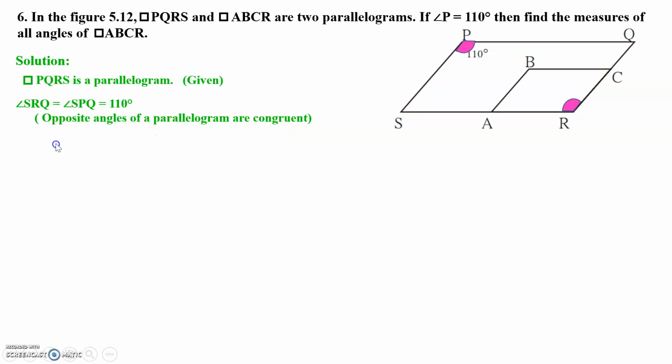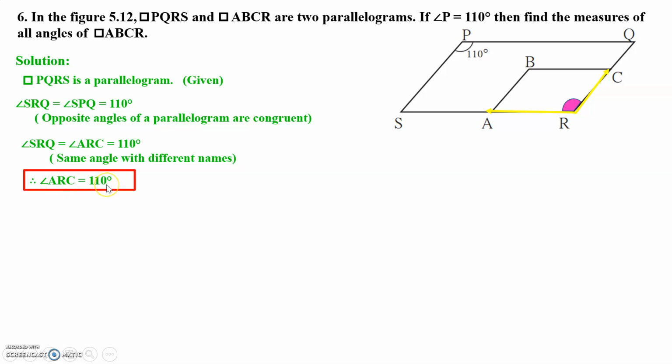So now angle SRQ is equal to angle ARC equal to 110. Now why am I writing this? See, this is angle SRC. SRC is equal to angle ARC. Let's mark angle ARC. What do you see? They are the same angles. So the reason here is it is the same angle with different names. Did you understand? I hope this part is clear. So therefore I can say that angle ARC is 110 degrees. So I've got one angle of this.